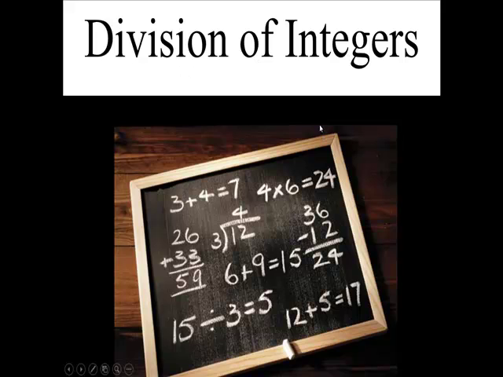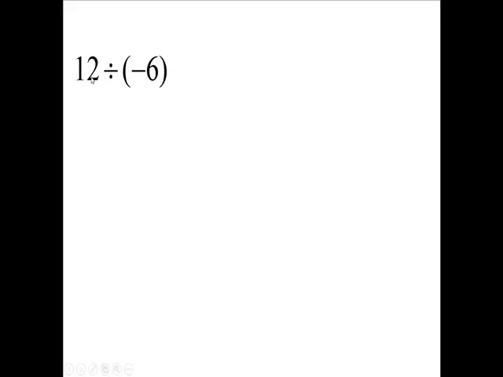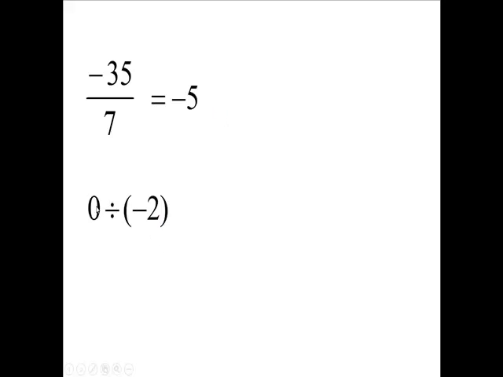Division of integers. If you divide 12 by -6, you have one negative, so the answer must be negative. If you have two negatives, the answer must be a plus, so we're getting a plus 12. Here, one negative is going to give you a negative answer, -5. If you take 0 and divide it by a negative, you just get 0, don't you? Can't say a -0, okay?